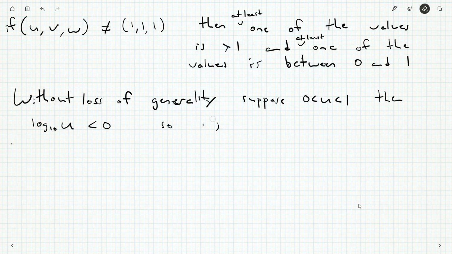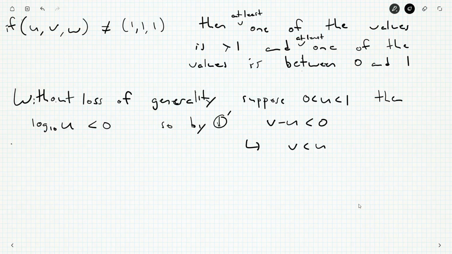So by 1 prime, v minus u is less than 0. I had a bit of a panic there. So v minus u is less than 0. And so v is less than u. But that tells me 0 is less than v is less than u is less than 1.